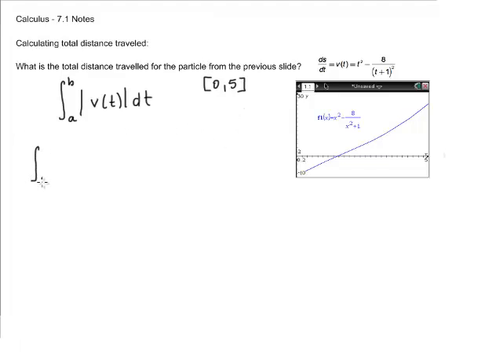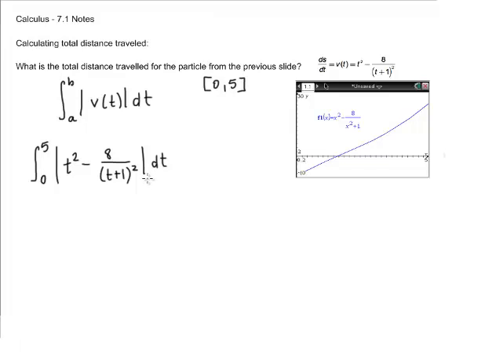So we're going to go from 0 to 5, and we're going to do the integral of the absolute value of t squared minus 8 over t plus 1 squared dt. And here's what I would recommend. Punch this into your calculator. We can do that now.